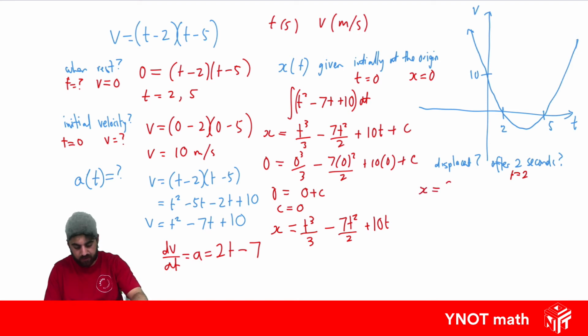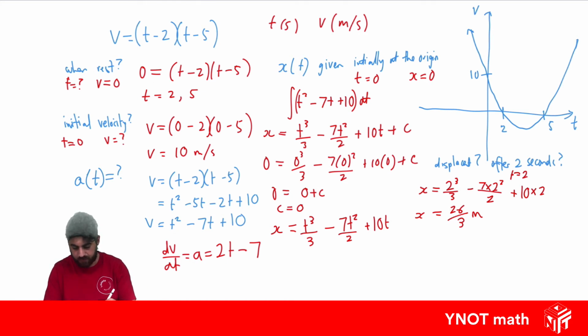So let's sub that into the displacement function. So we get x equals 2 cubed over 3 minus 7 times 2 squared over 2 plus 10 times 2. And evaluating that gives us 26 over 3 meters.